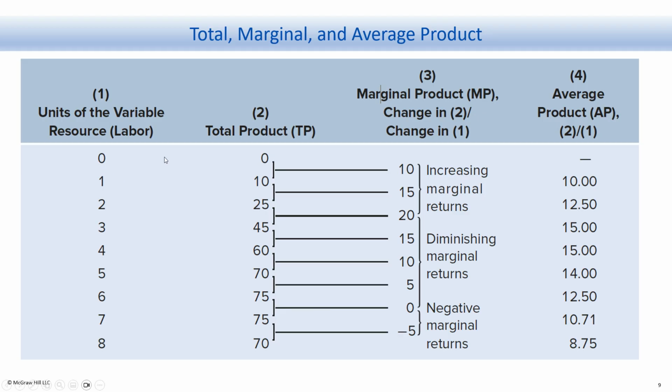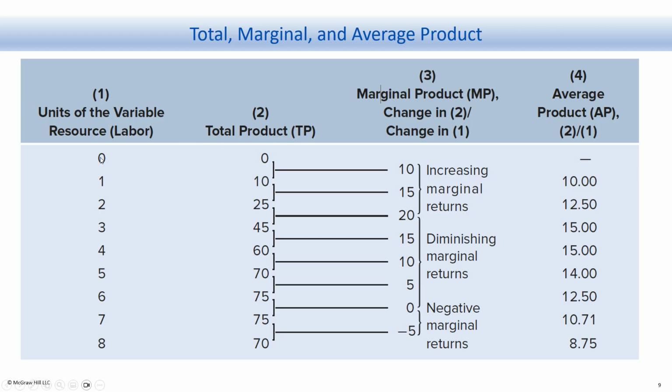Here it is. I don't know if you can see it or not. But if you go from 2 to 4 workers, you'll more than double the output. Again, you'll go from 25 to 60. So somewhere up to this level here, you're experiencing what are called increasing marginal returns, or just increasing returns to labor.